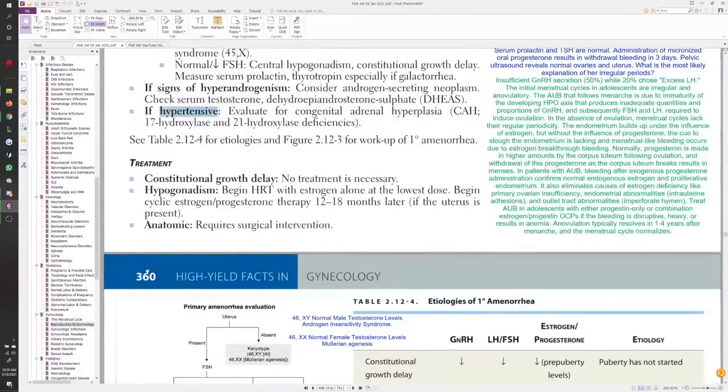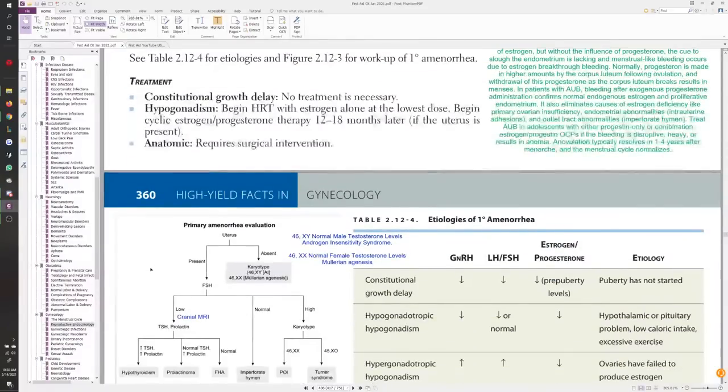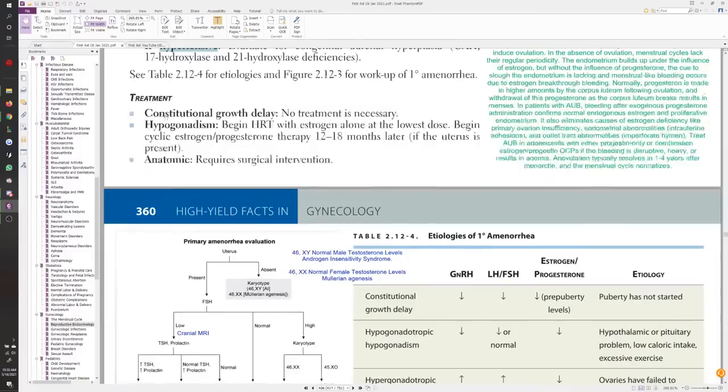So now, how do you treat this? How do you treat somebody coming in with primary amenorrhea or growth development delay? Well, if it's constitutional, as I said earlier, if it's just constitutional growth delay, nothing is necessary. And this is usually one of the hardest ones to pick. But at the same time, it's also not.